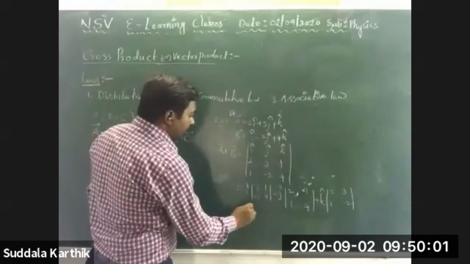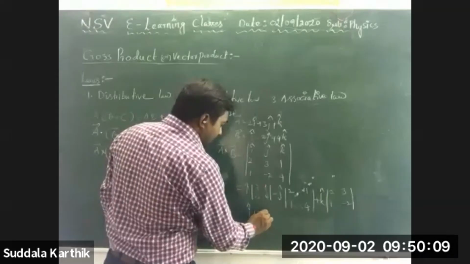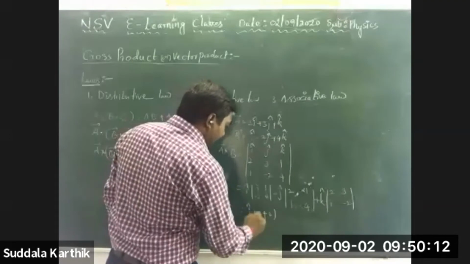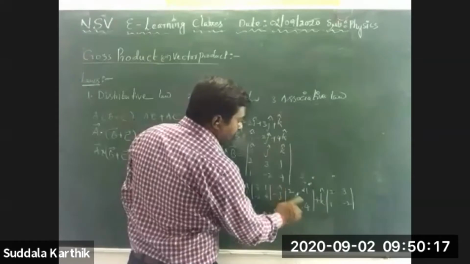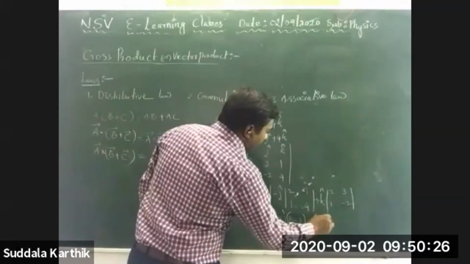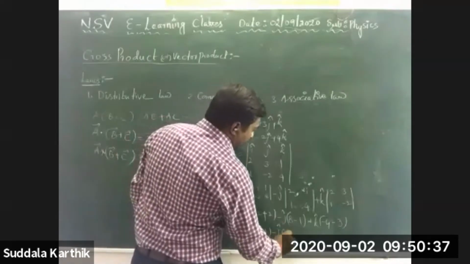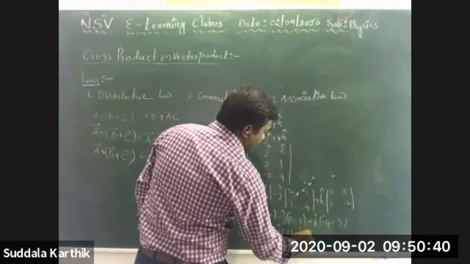Then what you have to do? I cap, 3 into 4, how much? 12. Minus of minus 2 into 1, minus 2, minus of minus 2 is plus 2. Minus J cap, then 2 into 4, 8, minus 1 into 1, 1. Plus K cap, minus 4, minus 3. So I cap 12 plus 2, 14. Minus J cap 7. Plus K cap minus 7.